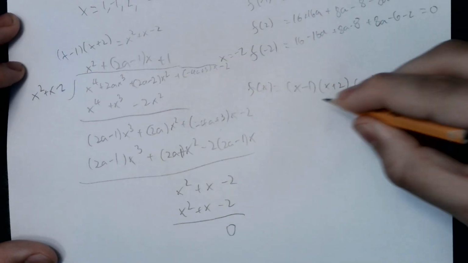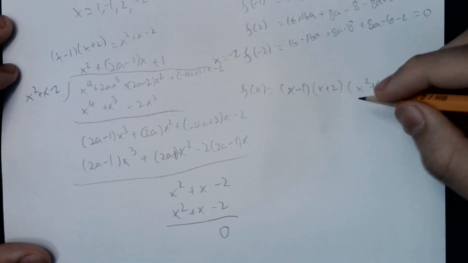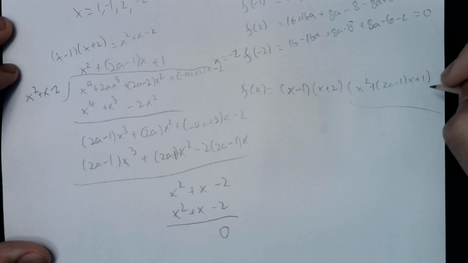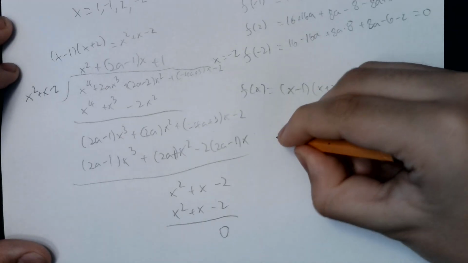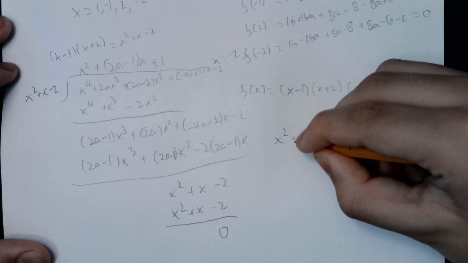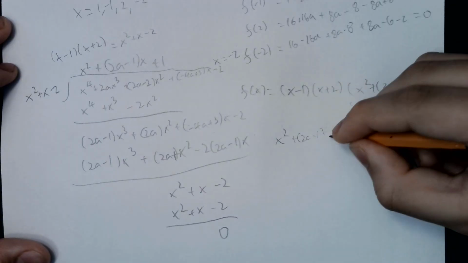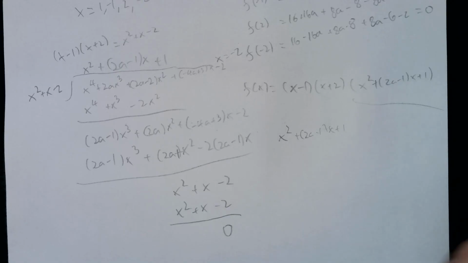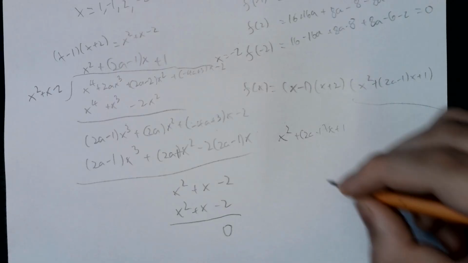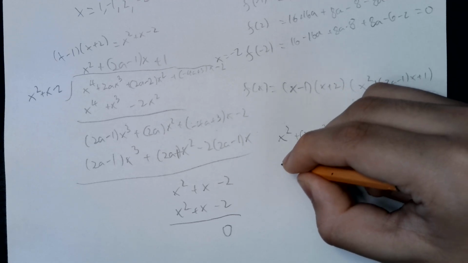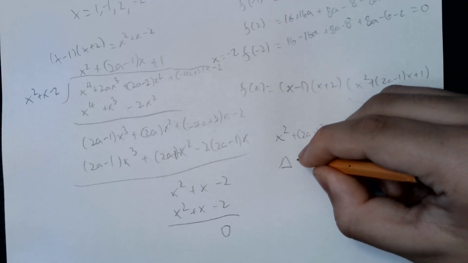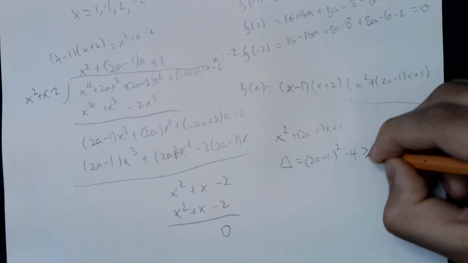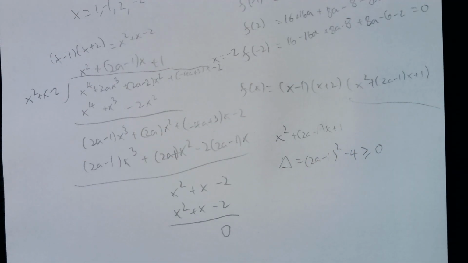Now, because we know that x equals 1 and x equals -2 are obviously going to be real roots, we don't need to look at them anymore, and we can look at this part, which is a quadratic. So let's look at x squared plus (2a - 1)x plus 1. Since we're just looking for whether or not the roots are actually real, we'll use the discriminant from the quadratic formula. The discriminant is going to be equal to (2a - 1) squared minus 4, which should be bigger than or equal to 0 for this root to be real.